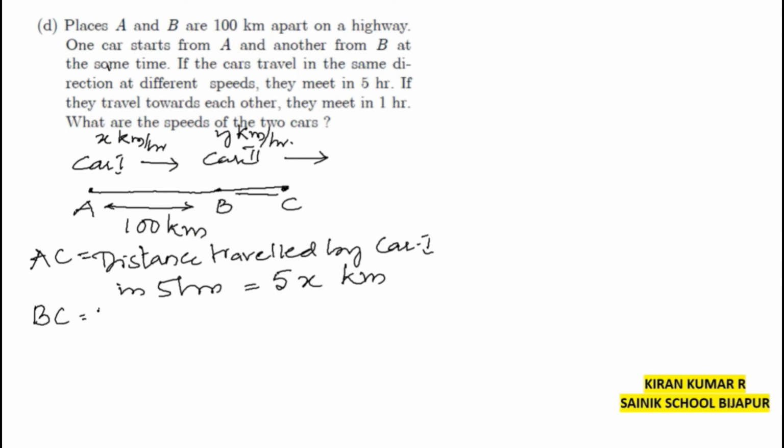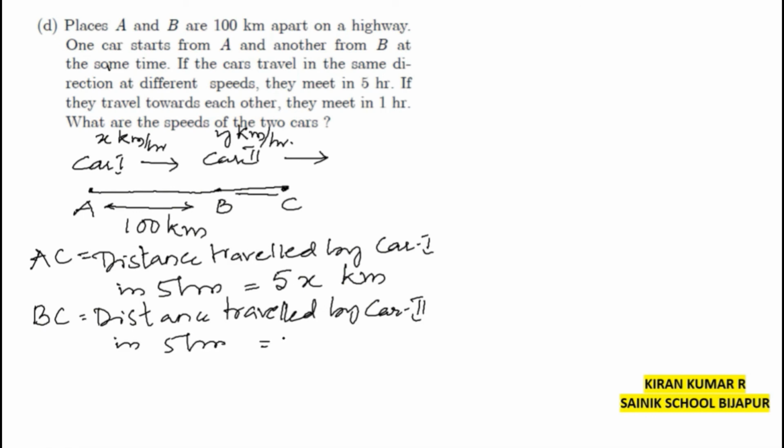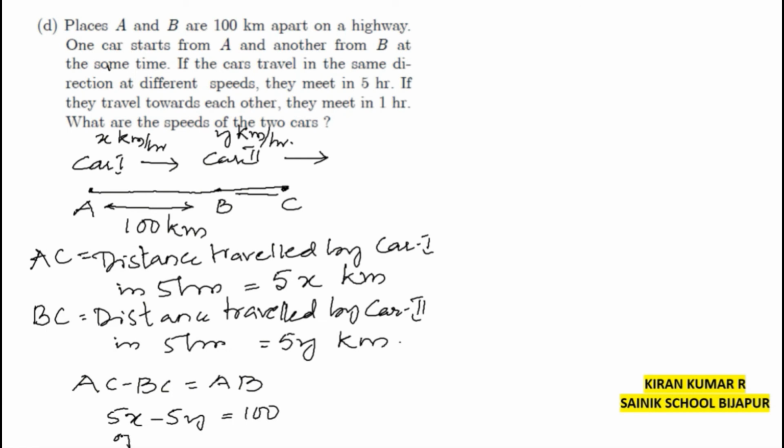And BC is the distance traveled by car 2 in 5 hours. This will be 5 times y. Look at the figure carefully. AB is nothing but AC minus BC. I'll write AC minus BC equal to AB. 5x minus 5y is equal to 100, or x minus y equal to 20. This is our first equation. This is how we get the first equation.